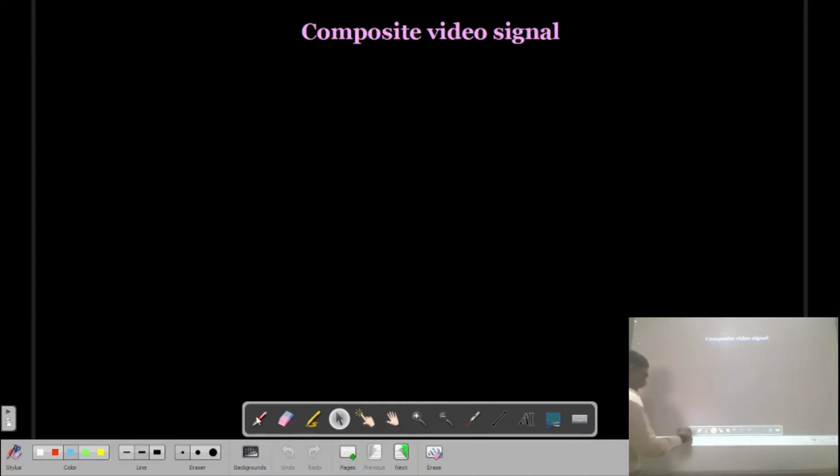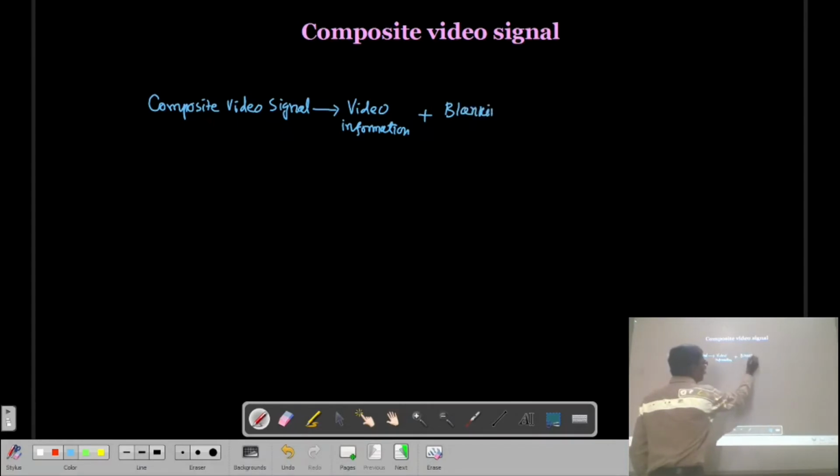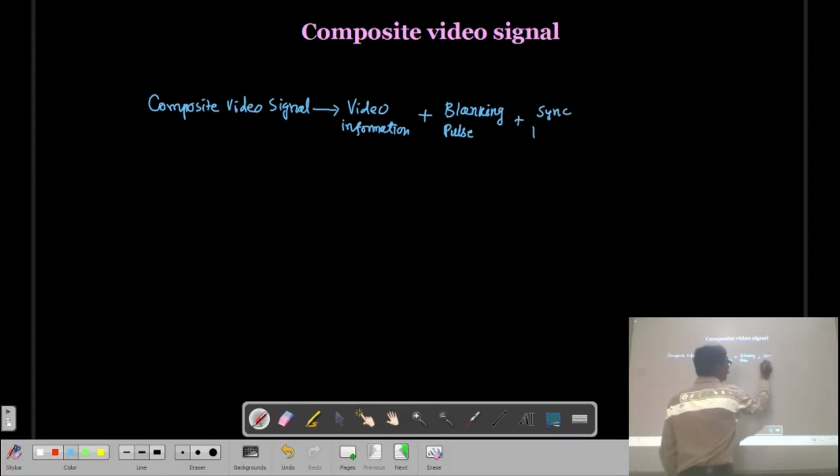Here in a composite video signal, if we see, the video information is there, plus the blanking pulses are there, and the sync pulses are also there.